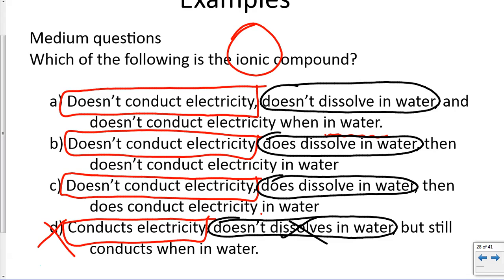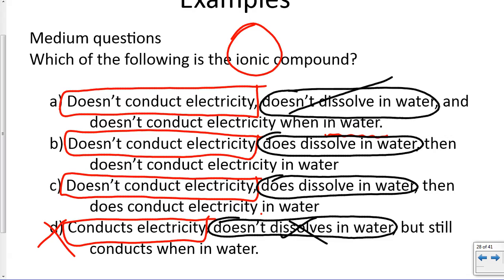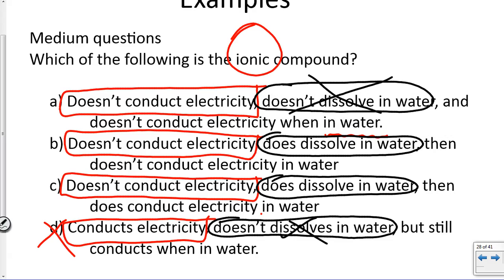So we know ionic compounds do dissolve in water. So what that means is we can safely eliminate our top option. I am really bad with the pen, guys. I'm sorry. All right, so now we're down to the very last one.